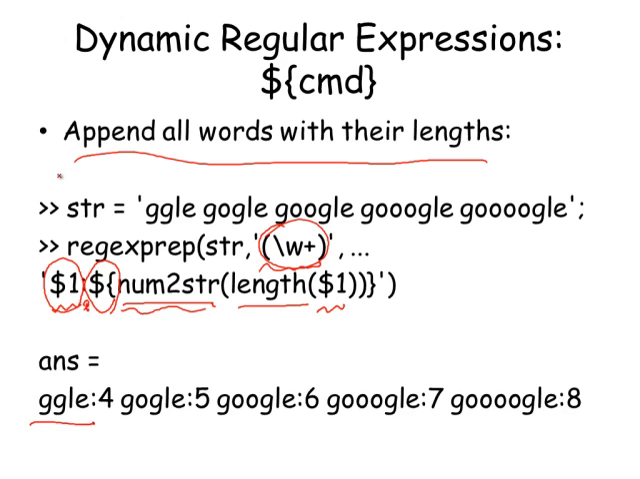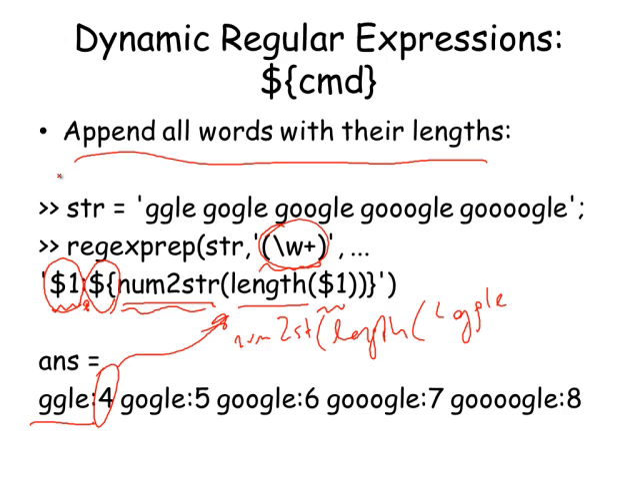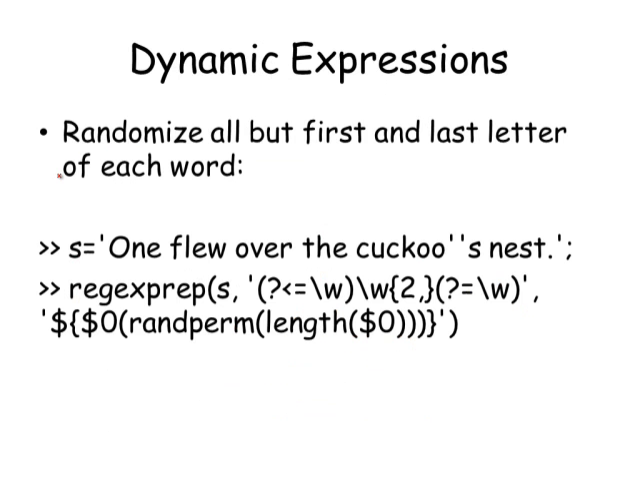So as a result, you get GGLE:4, which is the result of this expression. So it's the result of num2str, parenthesis, GGLE. Sorry, yeah, GGLE. So it computes this on the fly and places that for that. So the dynamic expression should evaluate to a string to be able to use it in the regular expression replacement. This is very powerful. There are a lot of neat things you can do with it. It may be a little bit tricky to figure out what's going in and what's coming out.